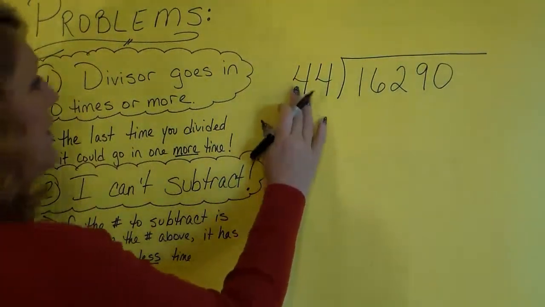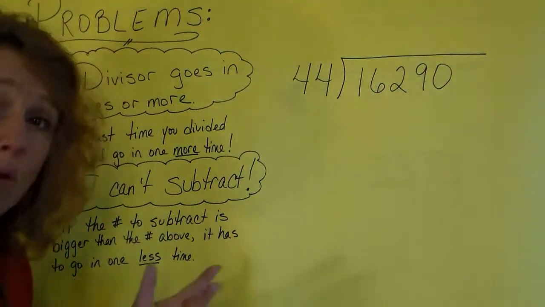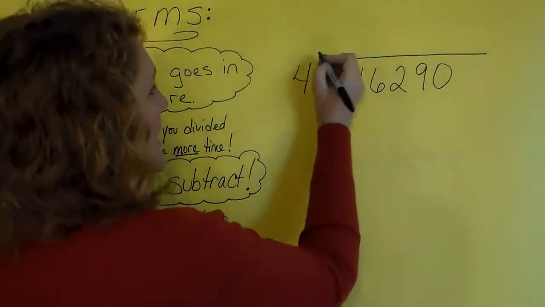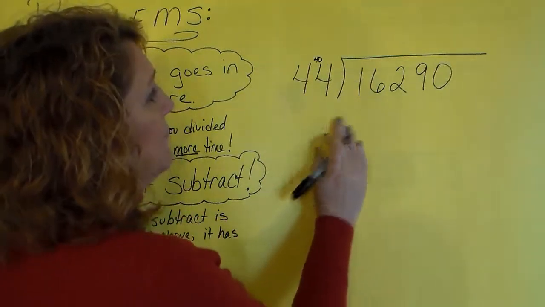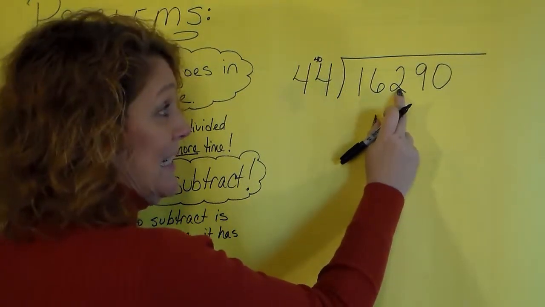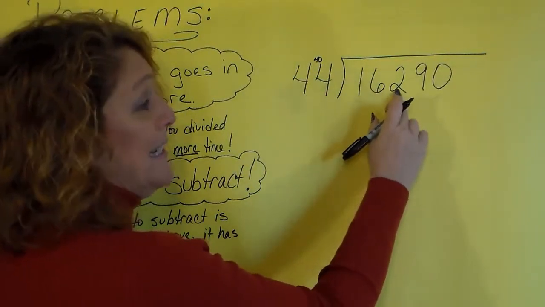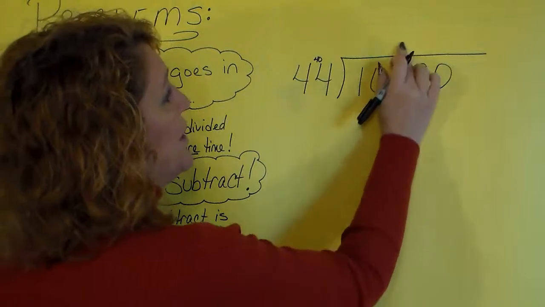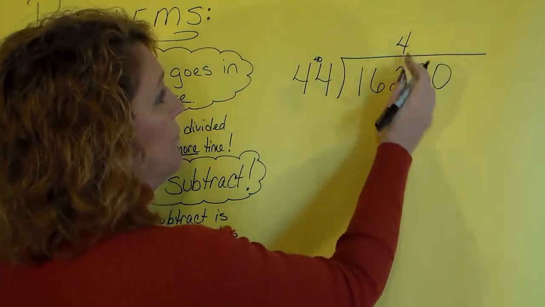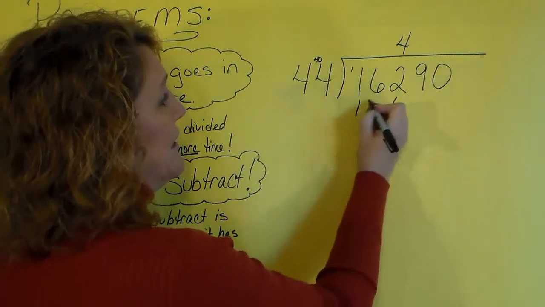So we've got the number 44 going into 16,290. So I'm going to round off, and I'm going to say, how many times does 40 go into 16? It doesn't. How many times does 40 go into 160? Well, 4 goes into 16 4 times. So 40 goes into 162 4 times. So I'm going to put my 4 up here. 4 times 4 is 16. 4 times 4 is 16, and 1 is 17.